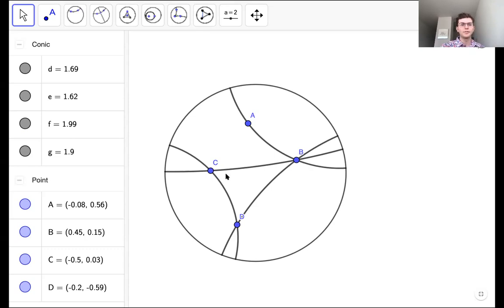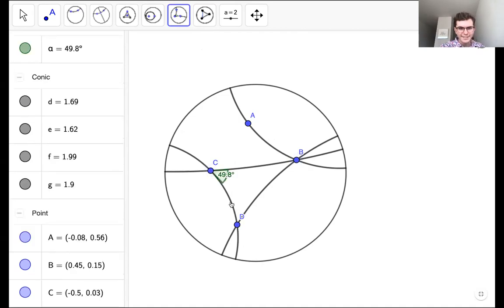And again, if you were to measure the angles of this hyperbolic triangle, then the, let's see. Okay, that one adds to 49.8.